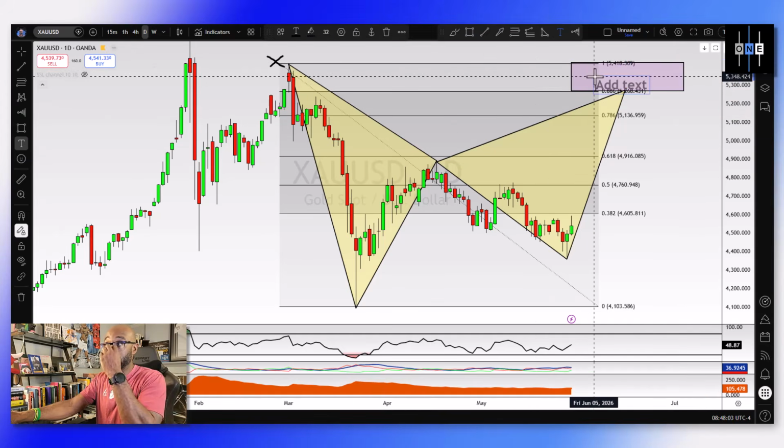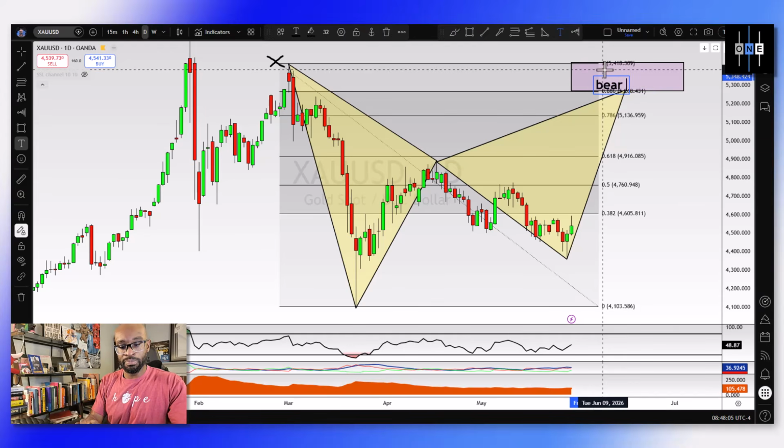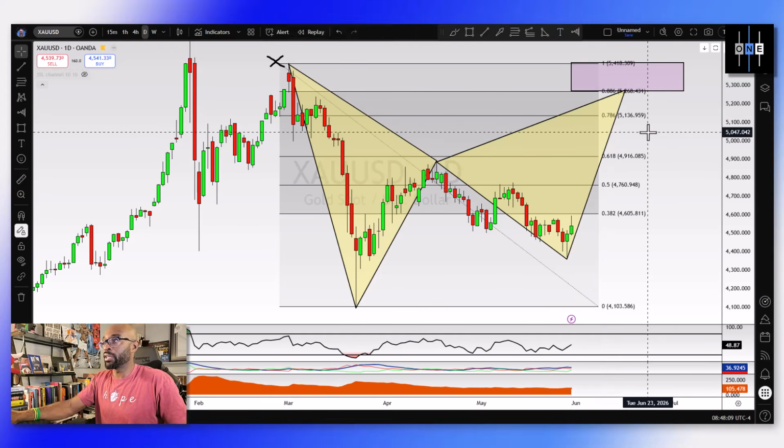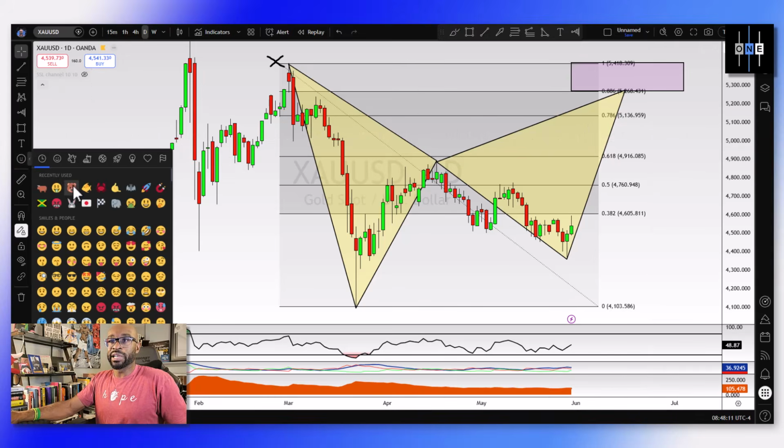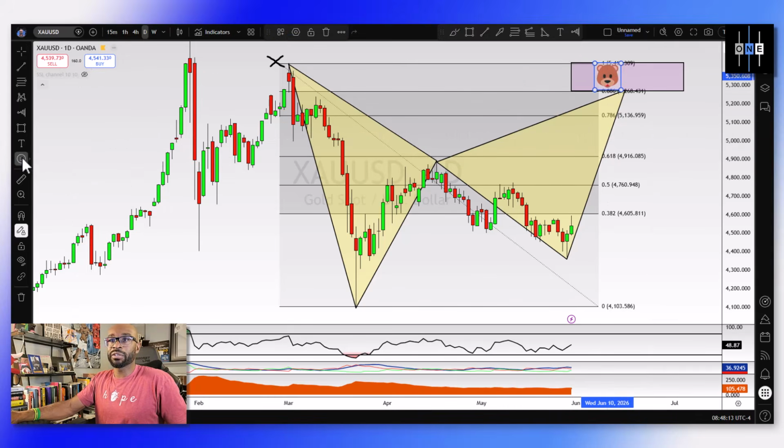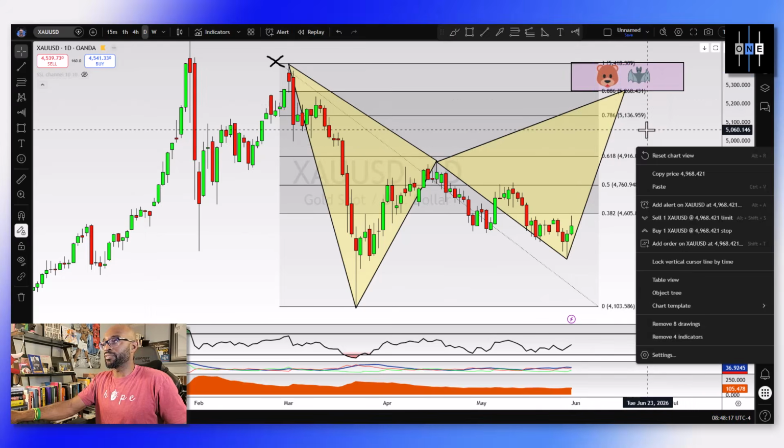This is going to be bear bat. Oh, never mind. I can do this. Sorry, I get very distracted. How about this, guys? Bear bat. There we go. That's fun.